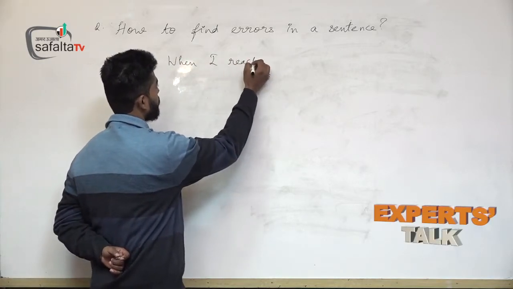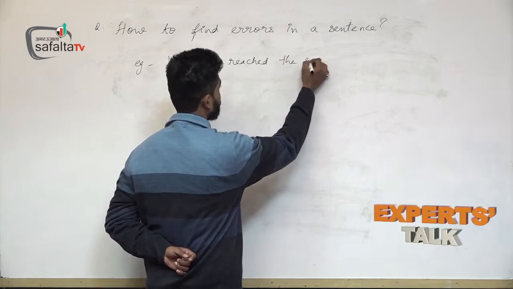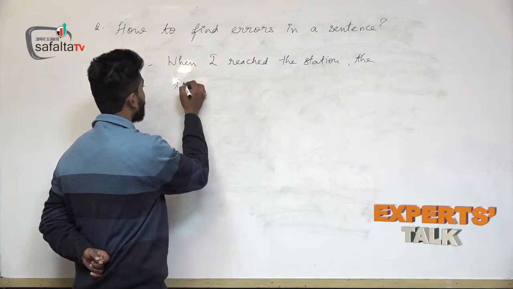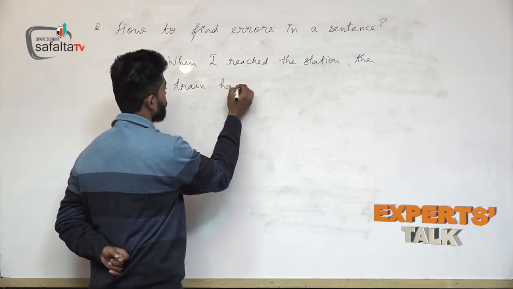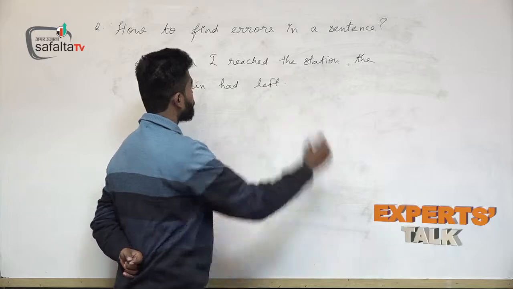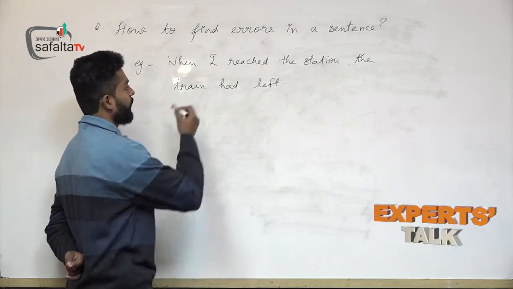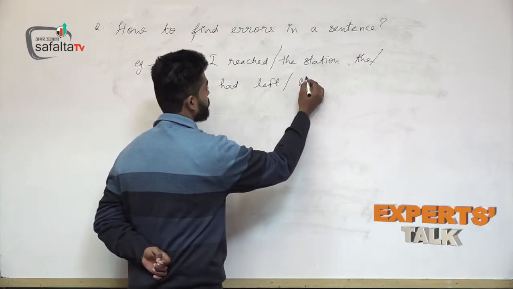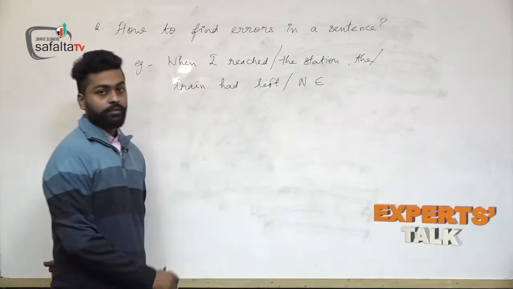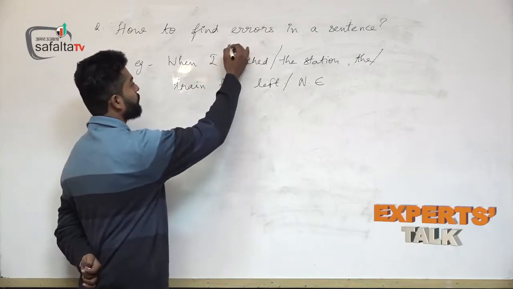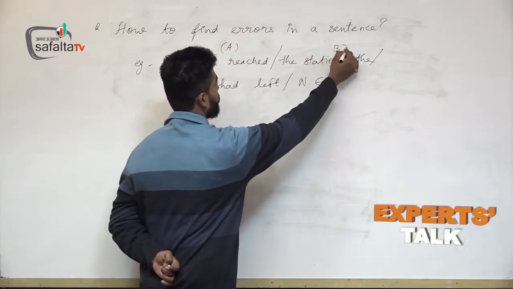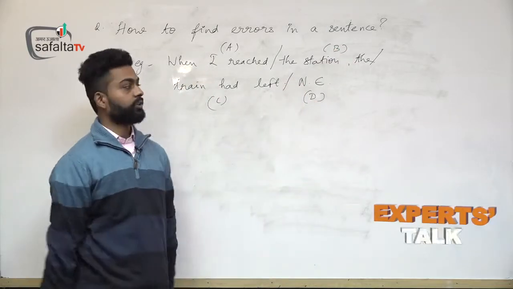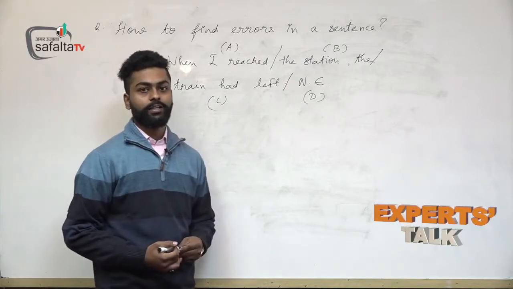when I reached the station, the train had left. A sentence is given and there are some partitions in this sentence, and for these sentences there are options given, A, B, C or D. You have to choose the correct option in which part of the sentence there is an error.